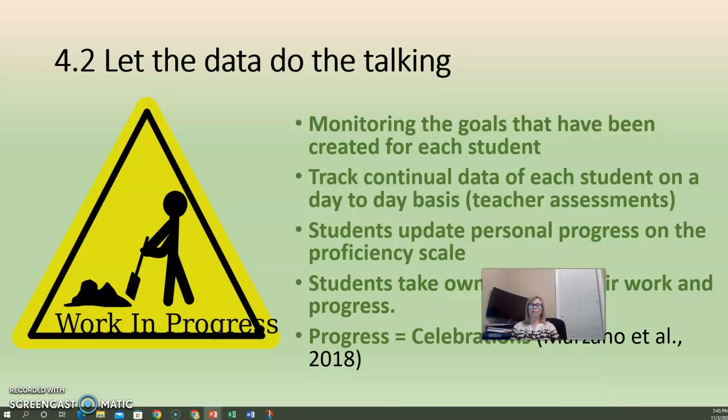Indicator 4.2, let the data do the talking. This involves monitoring the goals that have been created for each student. The teacher should track continual data of each student on a day-to-day basis through teacher assessments. Students should then update their personal progress on the proficiency scale and take ownership of their work and the progress they've made. This progress should lead to celebrations. Marzano et al. 2018.